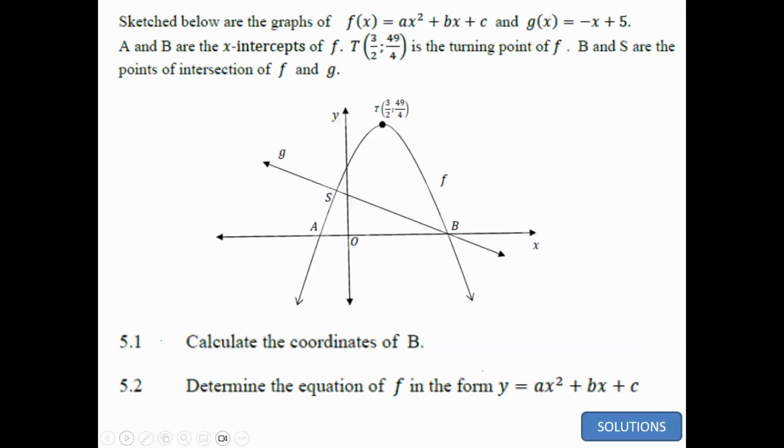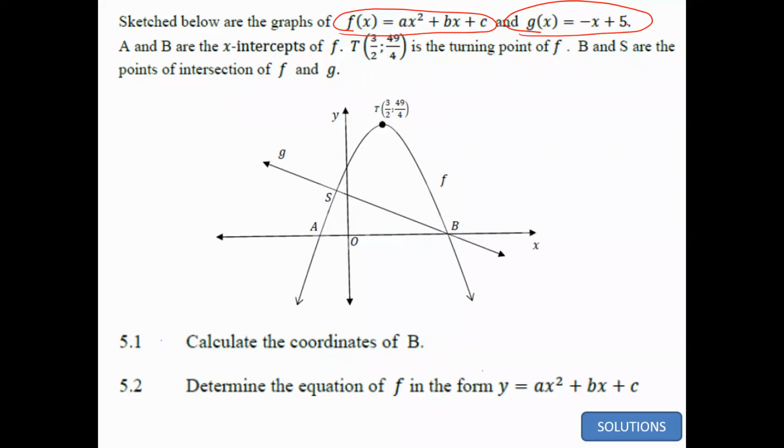Okay. So I want to look at this question because it's very different from the first one. It says, sketched below are the graphs of f of x. They actually don't give us a, b, c. But they give us g of x is equal to minus x plus 5.